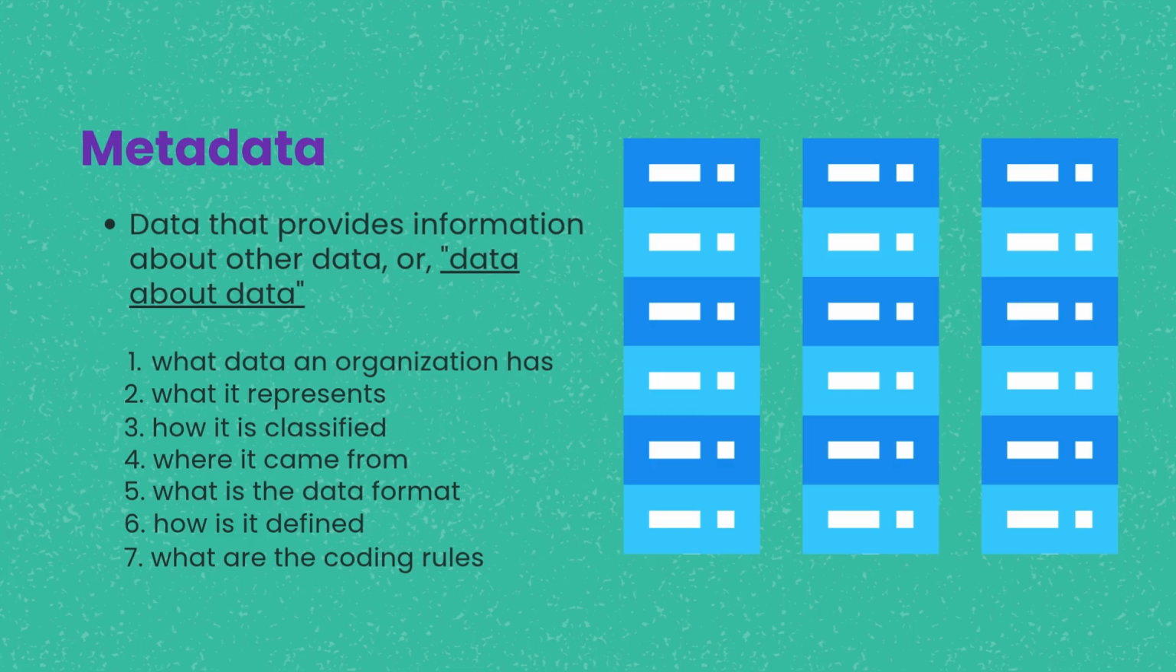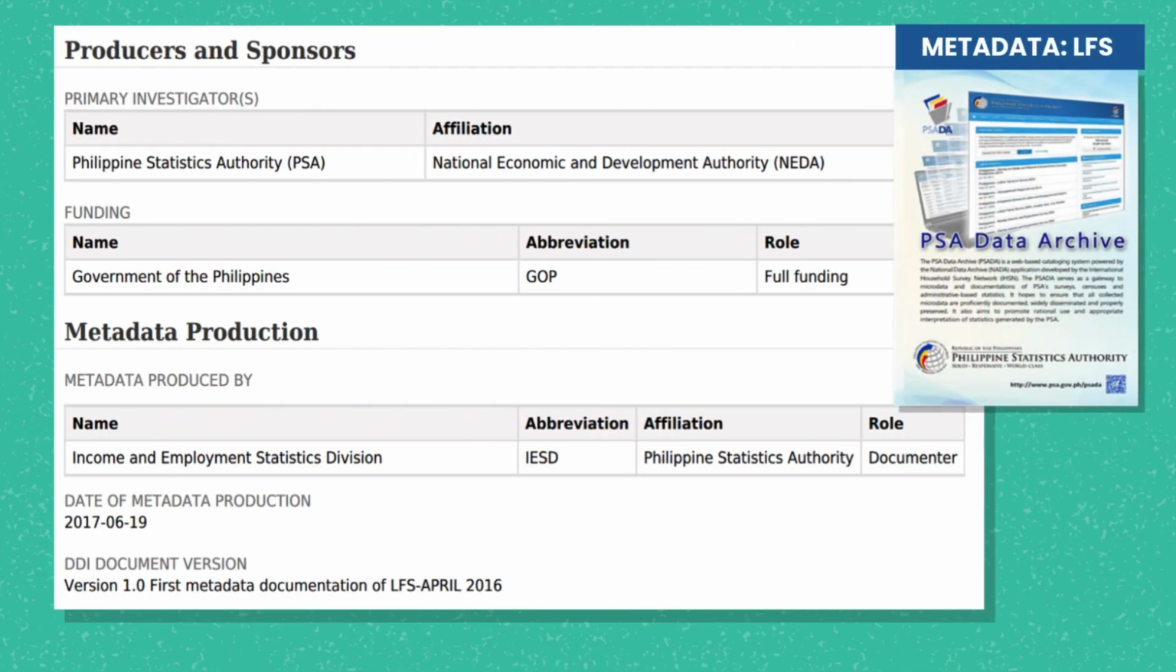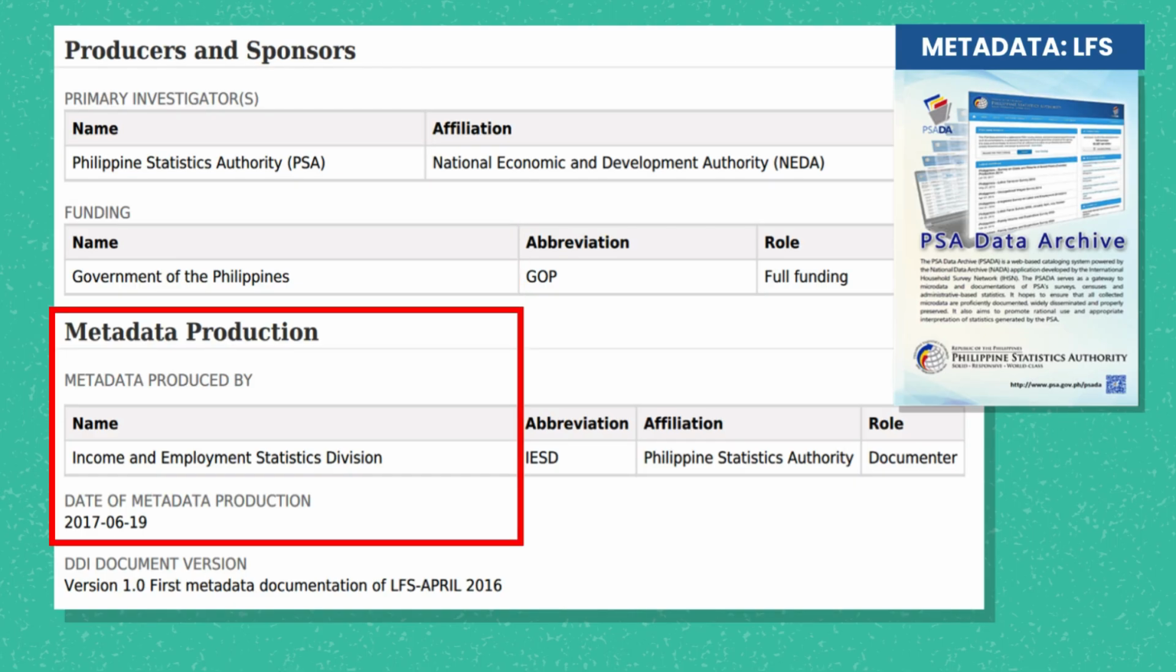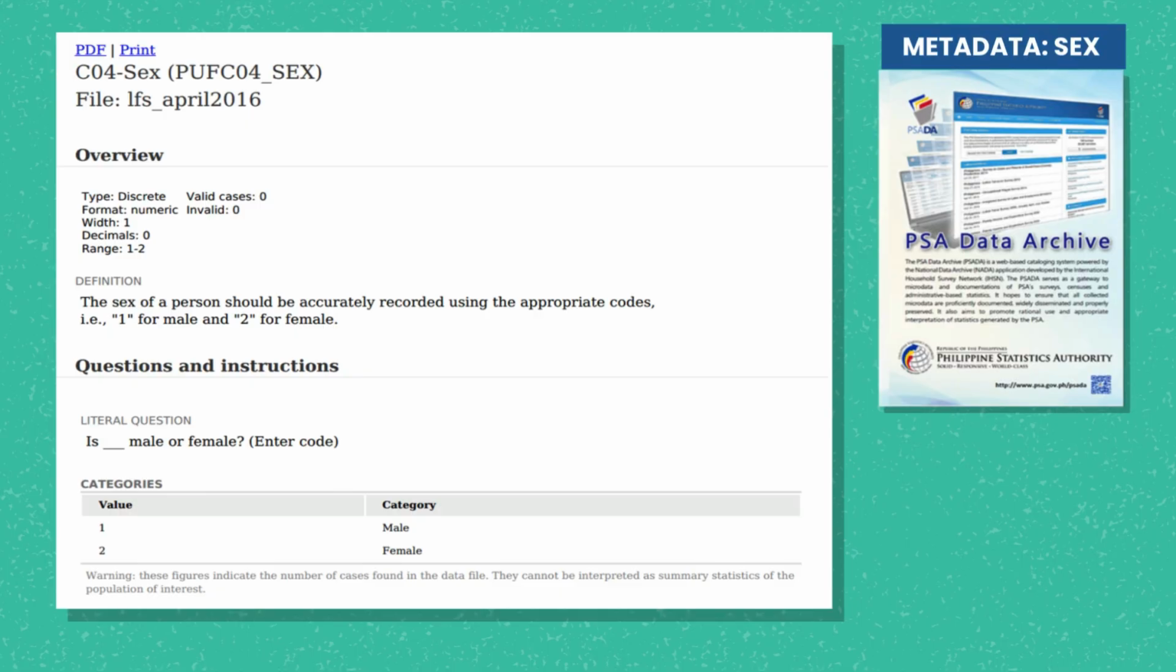We're going to show you two examples of metadata by going back to the example on the labor force survey. This is part of the metadata on the LFS itself. We have data on who collected the data, where the funding came from, which division in PSA produced this document, and when it was released. That's our first metadata.